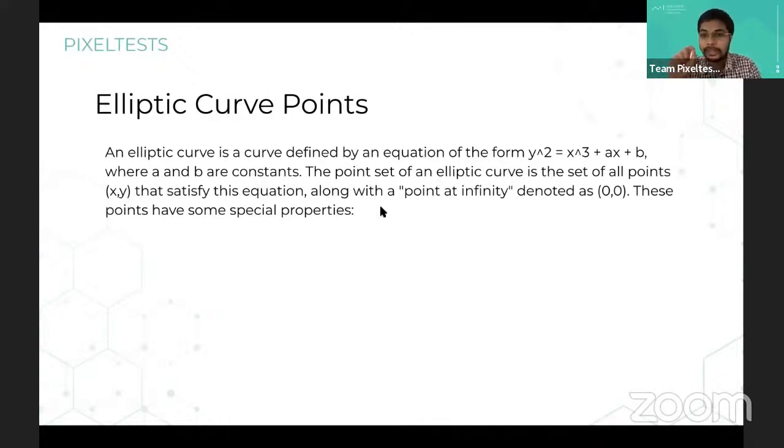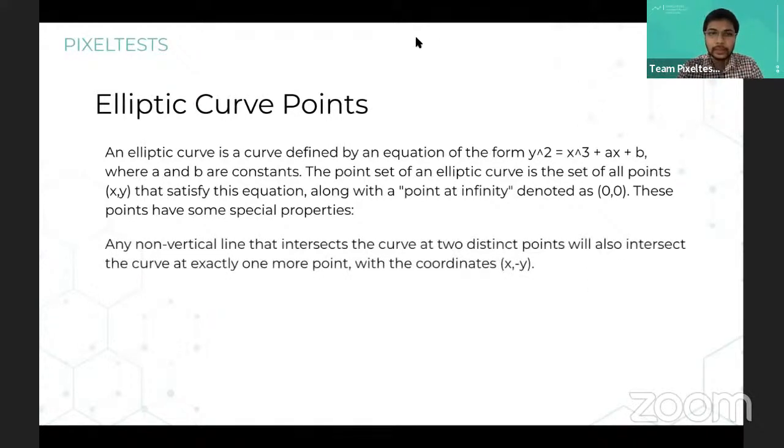Along with these is the point at infinity, which is like 0 comma 0. In some graphs it's the origin, but here we call it the point at infinity. Now these points have some special properties. All points that satisfy this equation have a few special properties, so we'll try to understand those properties.